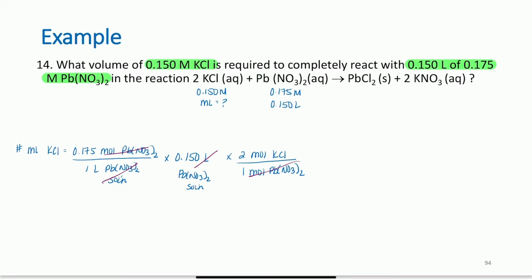Or KCl, potassium chloride. The potassium is acting as a spectator. That's why I keep saying chloride. So I've got moles of potassium chloride now. I know I have a 0.15 molar solution. I need to know how many milliliters. I'm going to use that molarity as a conversion factor. And I'm going to say, okay, if I had an entire liter of that KCl solution, I would have 0.150 moles of KCl.